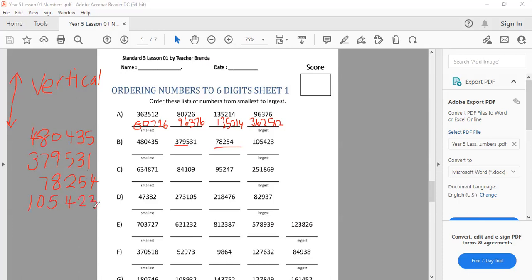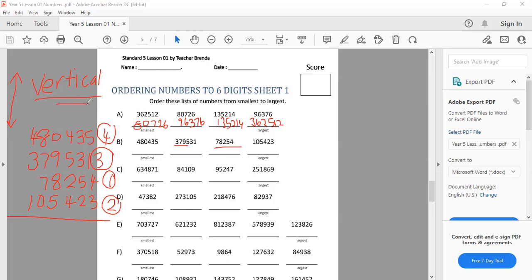And the last one, 105,423. Now, when you write down like this vertically, you can see which is the small number, which is the big number. Obviously, this is the smallest number. Then this is 105,000. This is the second smallest number. Then 379 is the third smallest number. And 480 is the fourth smallest or the largest number. Do you understand?